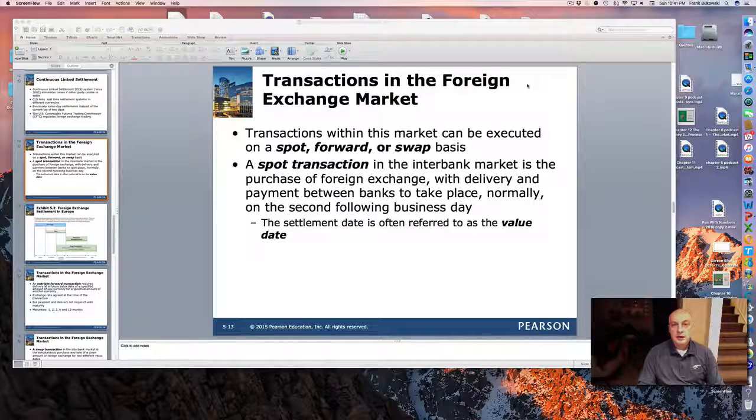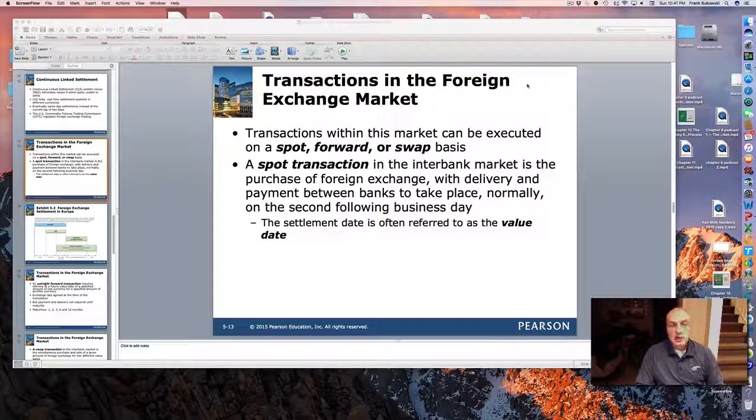Okay, this is the second podcast on Chapter 14, which is on the foreign exchange market. Let's go ahead and take a look at transactions in the foreign exchange market. There are three different types that can occur. The first one is a spot transaction, the second is the forward transaction, and the last one we're just going to do a definition on, which is a swap transaction.